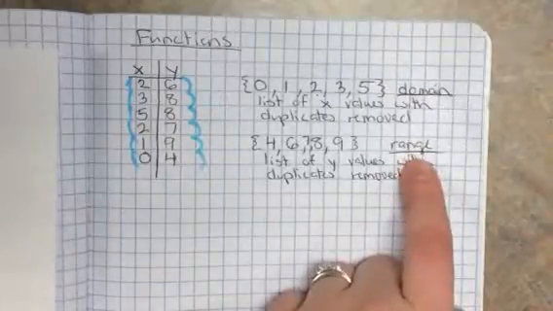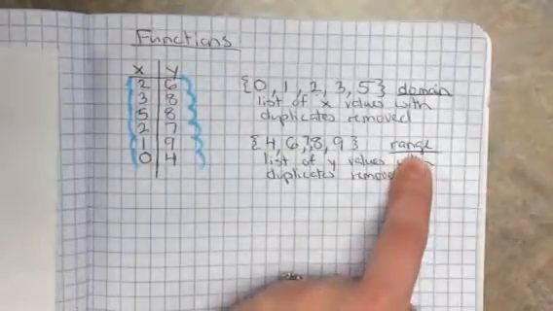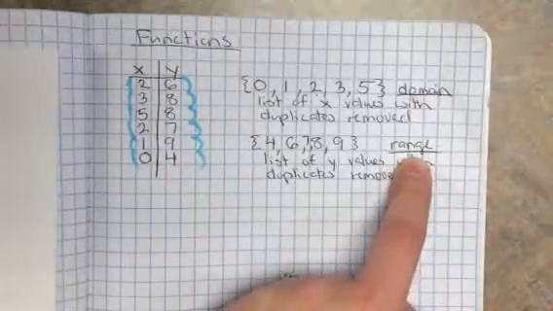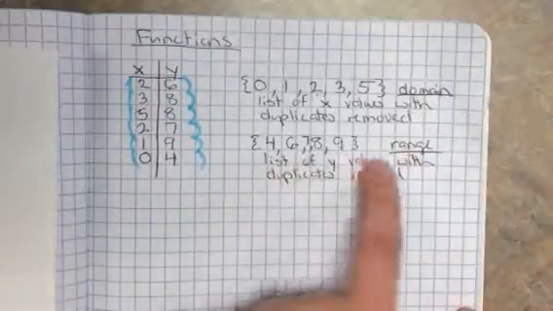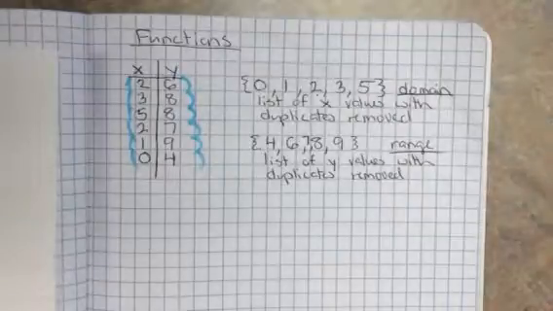So you have to be careful with it because in this context, when we say range, we're not talking about the largest minus smallest range. We're talking about the list of all Y values with no duplicates range. Very different.